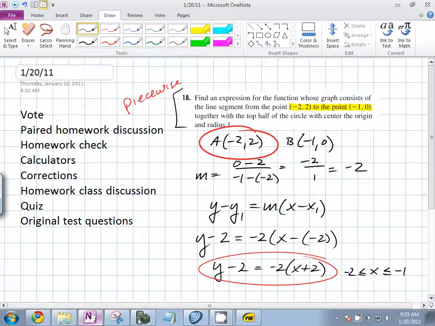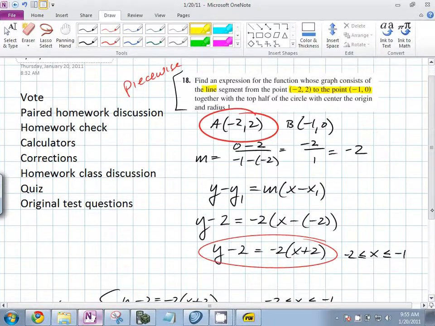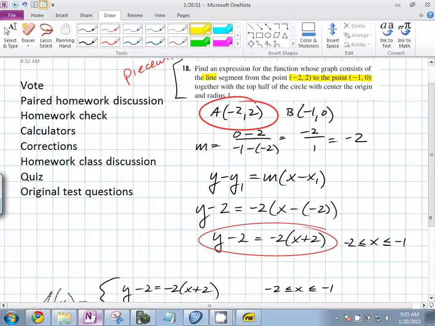How many other parts are there? There's another part, it's talking about the circle. The circle. So how many pieces are in this piecewise function? 2. We've done the first piece, so we need to do the second piece. The top half of the circle with center the origin and radius 1.